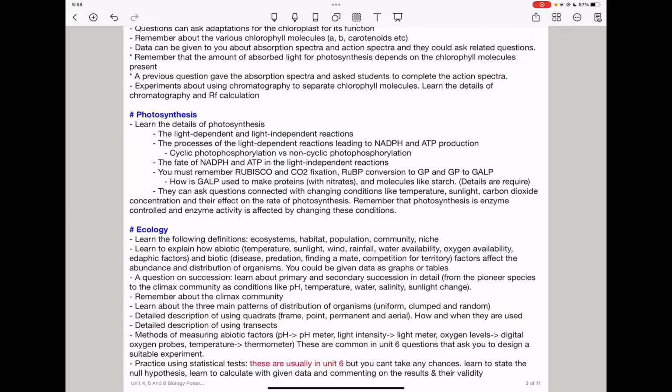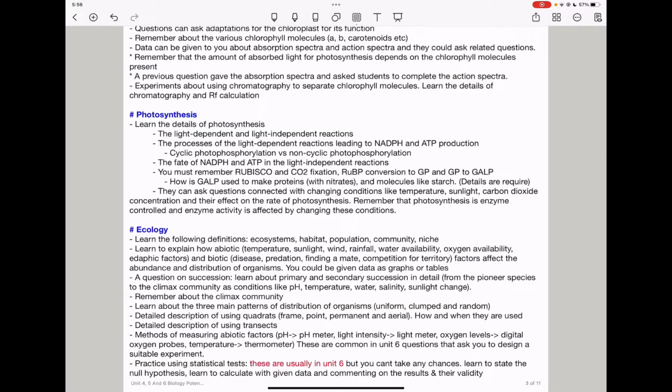You need to learn the detailed description of using quadrats. Remember, quadrats come in different forms. They could be frame quadrats, point quadrats, permanent quadrats, as well as area quadrats. So you need to know how these quadrats are used and when they are required. For example, when do you use a frame quadrat? When do you use a point quadrat? When isn't it required? You need to know the details of that. You need to know also the details of using transects in finding out the number of organisms in a specific area.